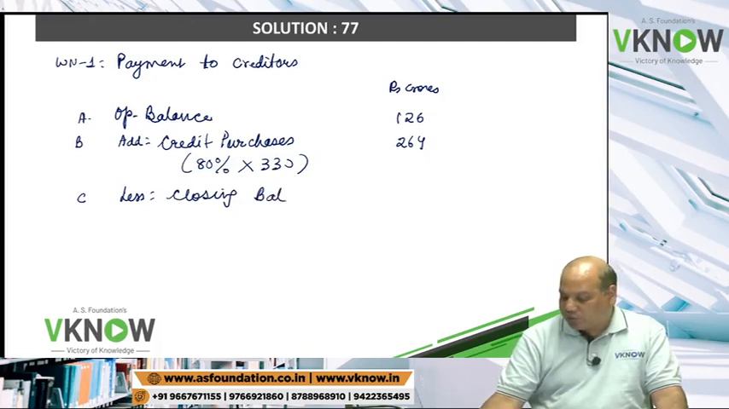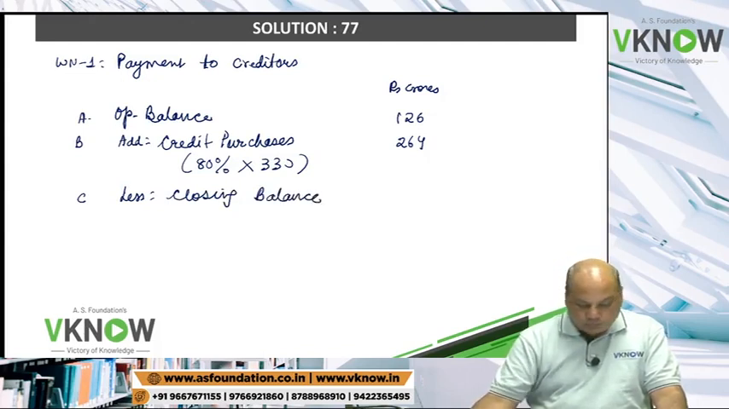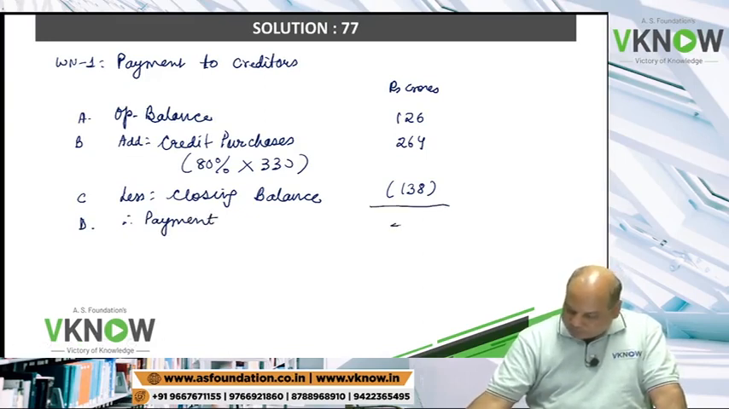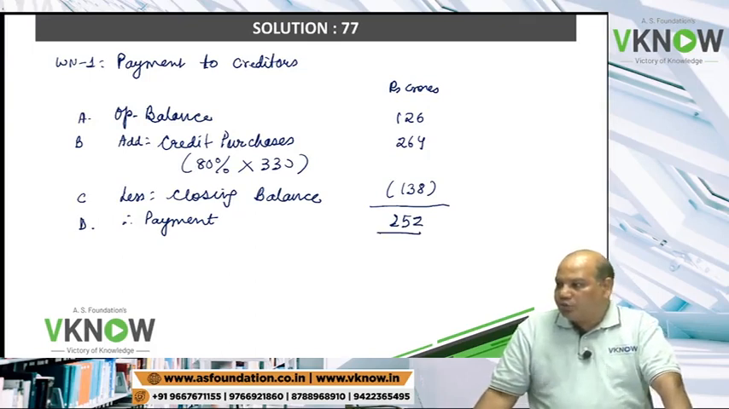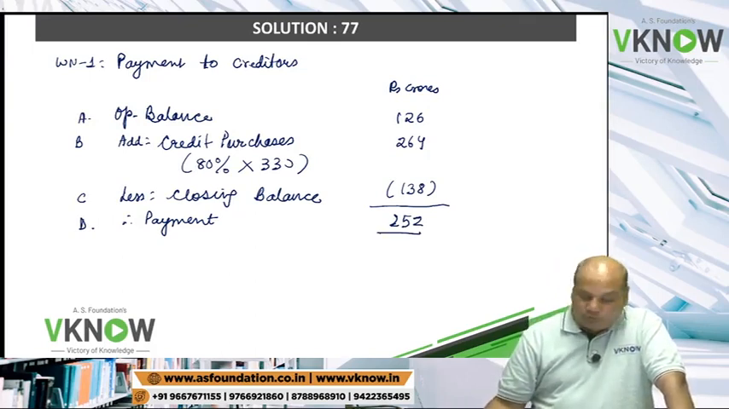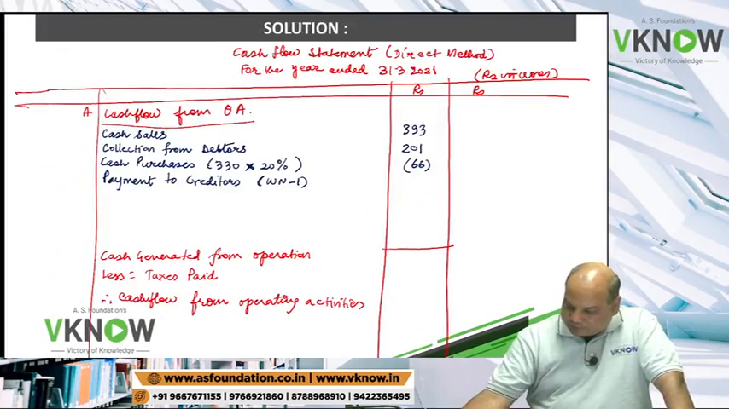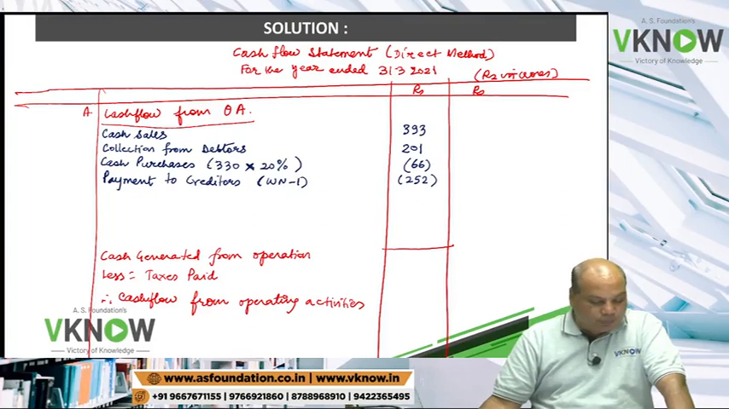And point C, less closing balance 138 crore. So point D, therefore payment is 252 crore. So now I will come to operating activity and write 252 crore here. Working note 1, payment to creditor 252 crore.